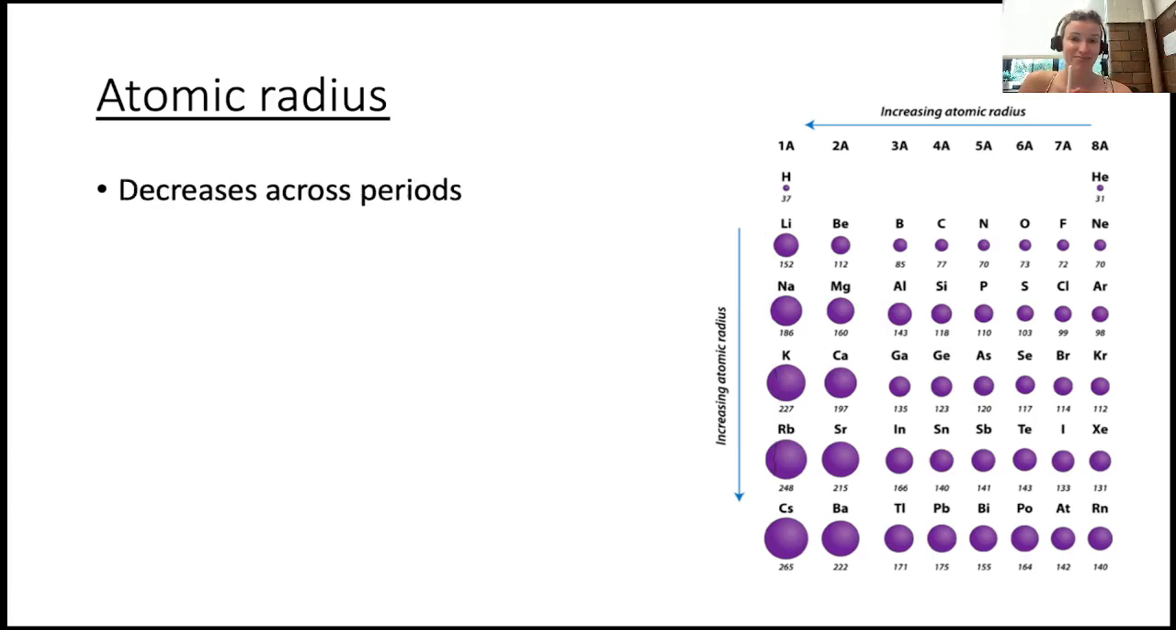However, as we move from the left-hand side to the right-hand side of the periodic table, atomic radius gets smaller. So atomic radius decreases across a period. Or, as the graphic is showing you here, it increases from right to left. Why does it make sense that from left to right, the atomic radius decreases?